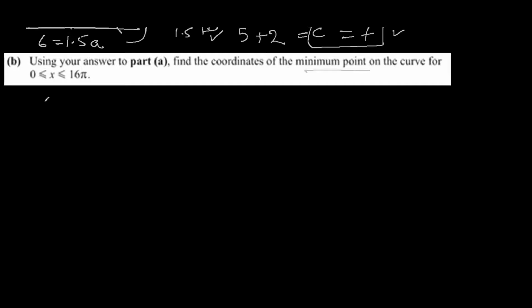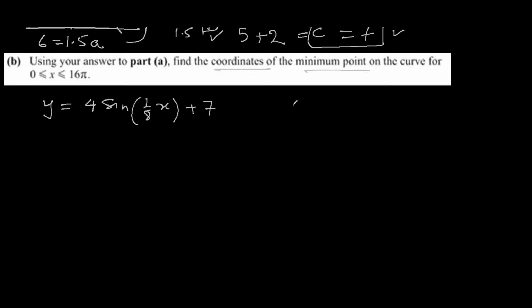So our equation now becomes y equals a sine 1 over 8x plus 7, where we got a as 4. This is the equation, and we have to find its minimum point and its coordinates. One way is to differentiate this, make it equal to 0, and find the stationary point, which will be long because it is up to 16 pi.